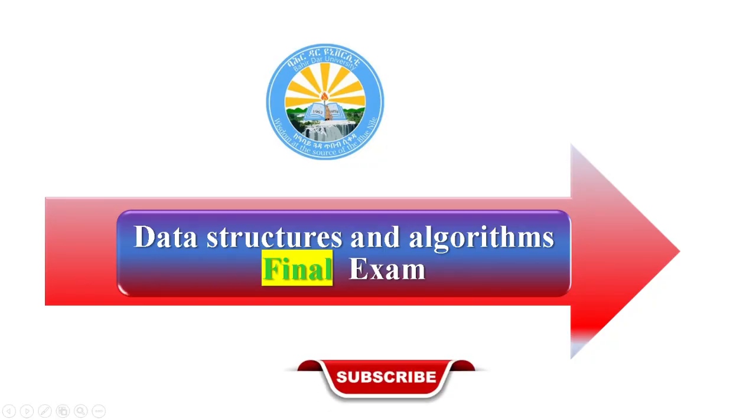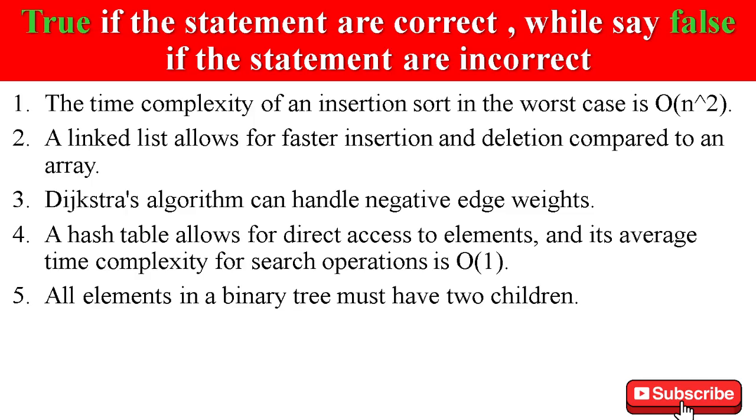Let's see each question one by one. The question has three instructions. The first is true/false, the second is multiple choice, and the third one is matching option. So let's see each question. The first five questions are true/false questions. The first one: the time complexity of an insertion sort in the worst case is order of n square.